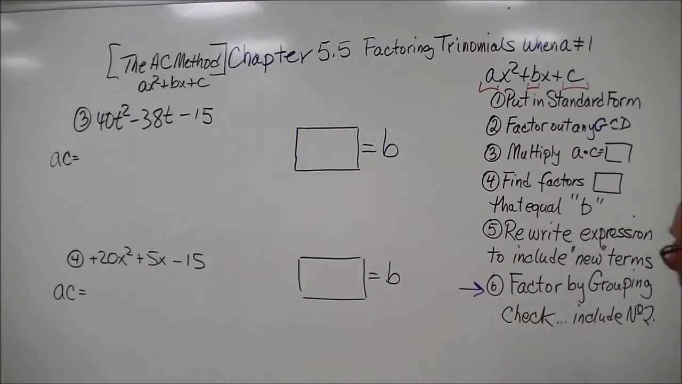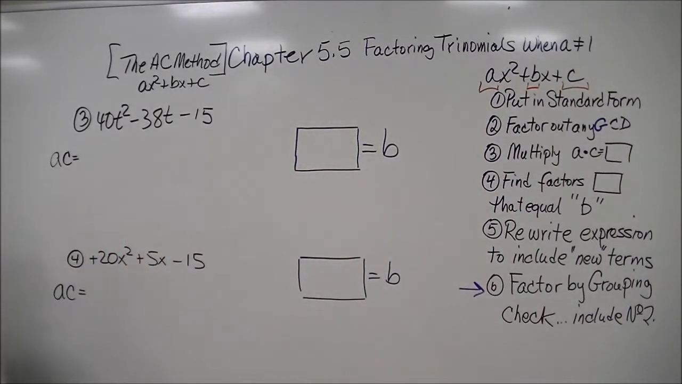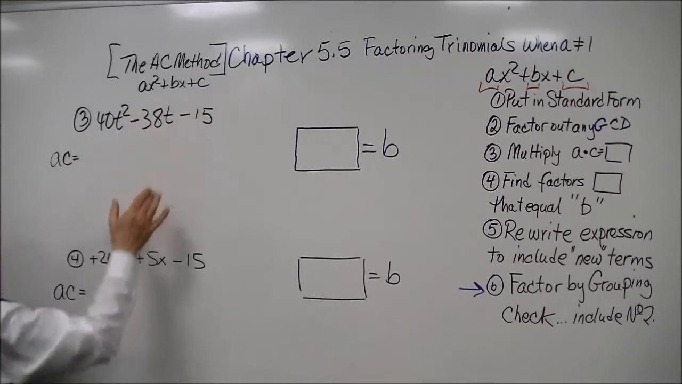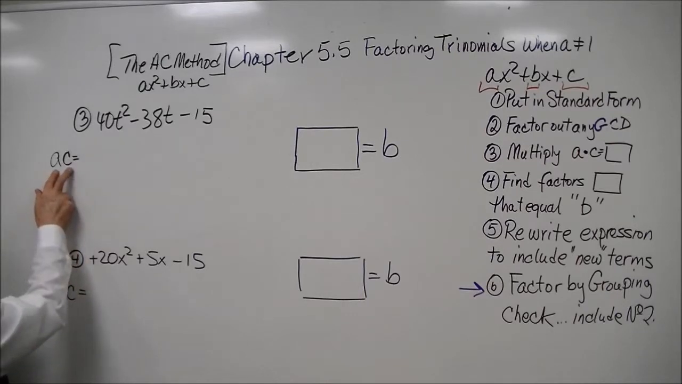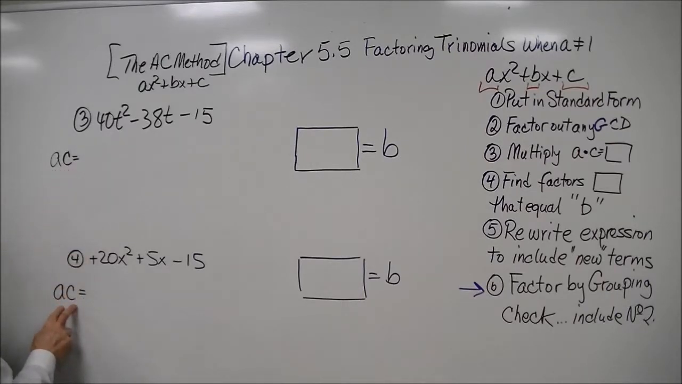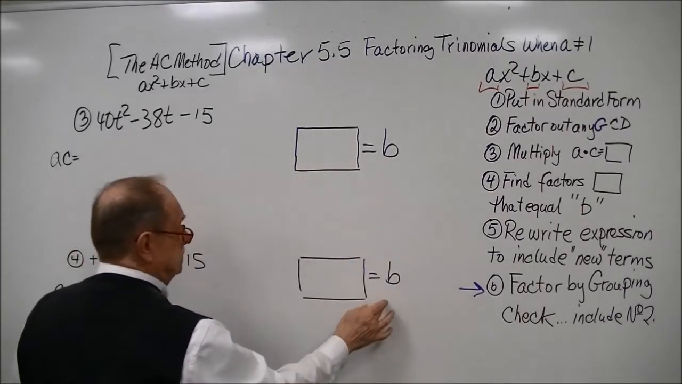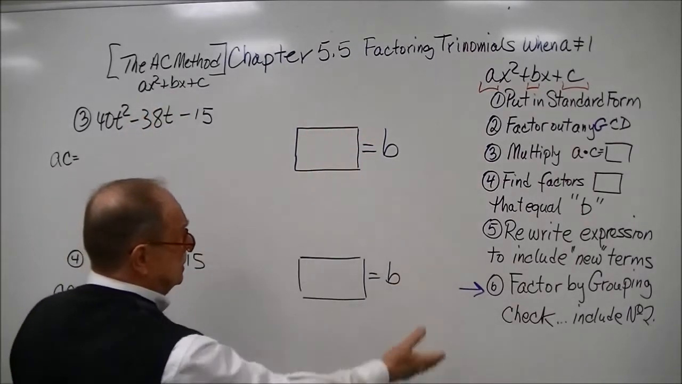Now, what I've done here is to set up sort of a pattern. In this case, this trinomial was in standard form already. This one was not in standard form, but I rewrote it so it would be in standard form. And we're going to try to find AC of each one. And then we want to get factors of something that will equal b, our middle term up here. And we reviewed this already.